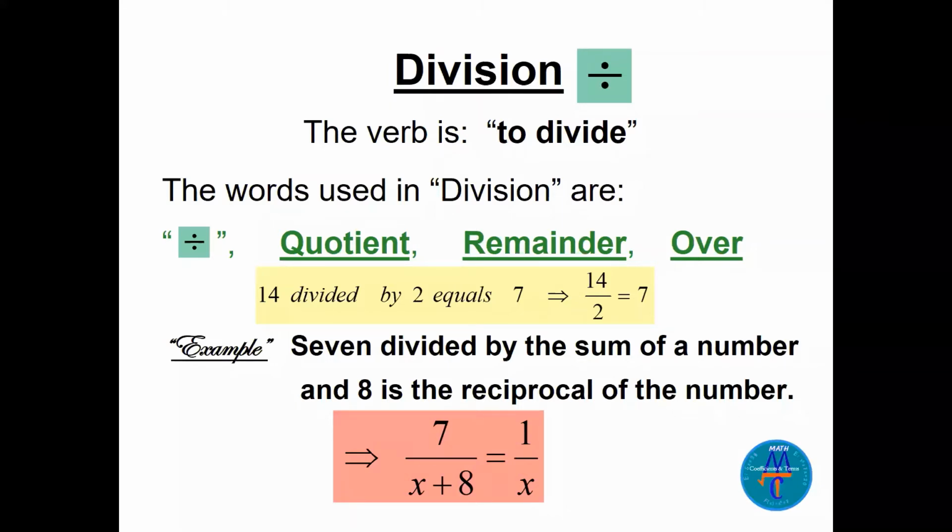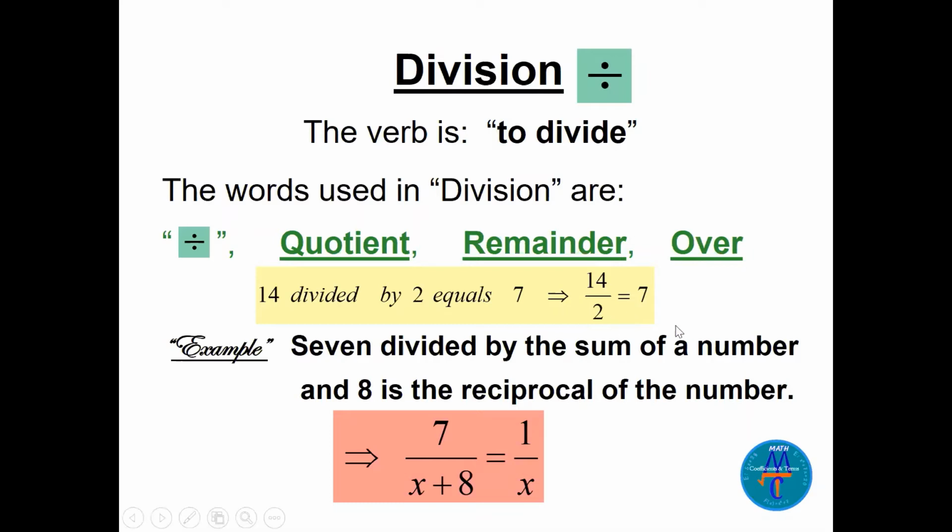Now division. Let's see, the verb here is to divide. The words used in division are like quotient. Quotient means the result of dividing. Remainder, what's left, and over, we say A over B. So 14 divided by 2 equals 7. So we can make a simple equation there. 14 divided by 2 equals 7.